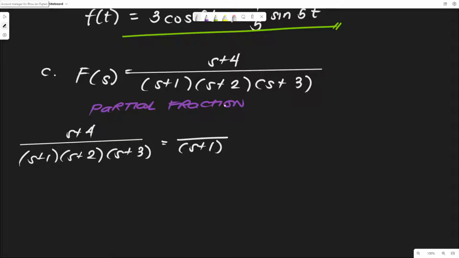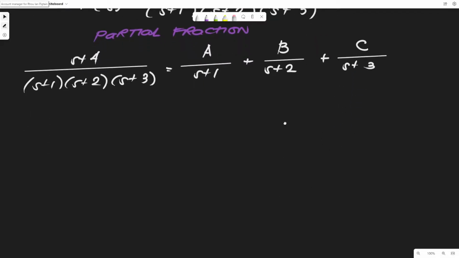Lalagyan natin ng 1 degree lower numerator. Halimbawa, ito, a, plus s plus 2, b, then plus s plus 3, c. Okay? So, ito ngayon yung ipapalit natin mamaya. Pero we need to first identify the values of a, b, and c. Kapag may ganito guys, ang goal niyo is to evaluate the partial fraction using the values of s that will make the denominator 0. That's the ultimate goal of partial fractions para ma-solve natin yung a, b, and c.